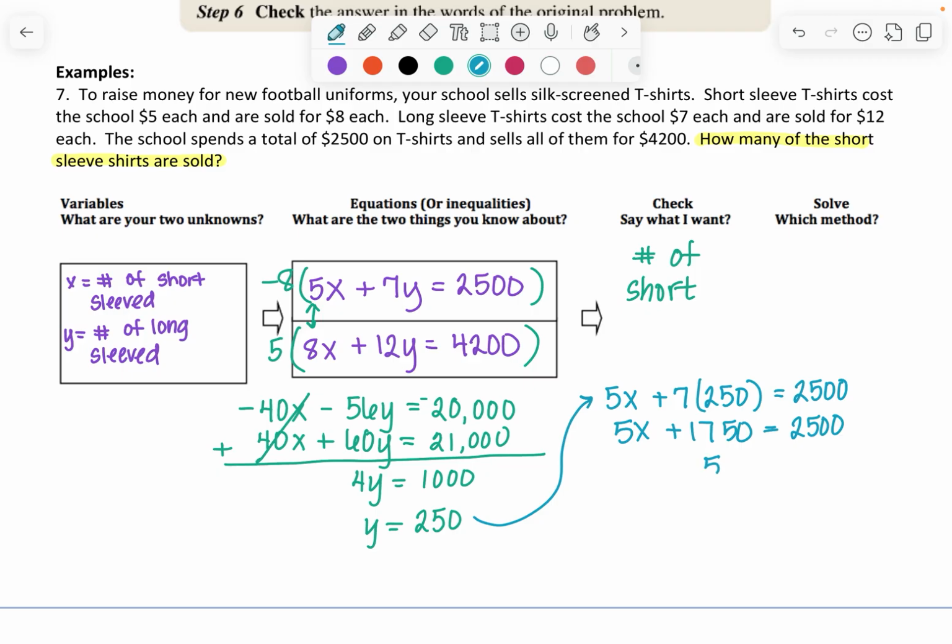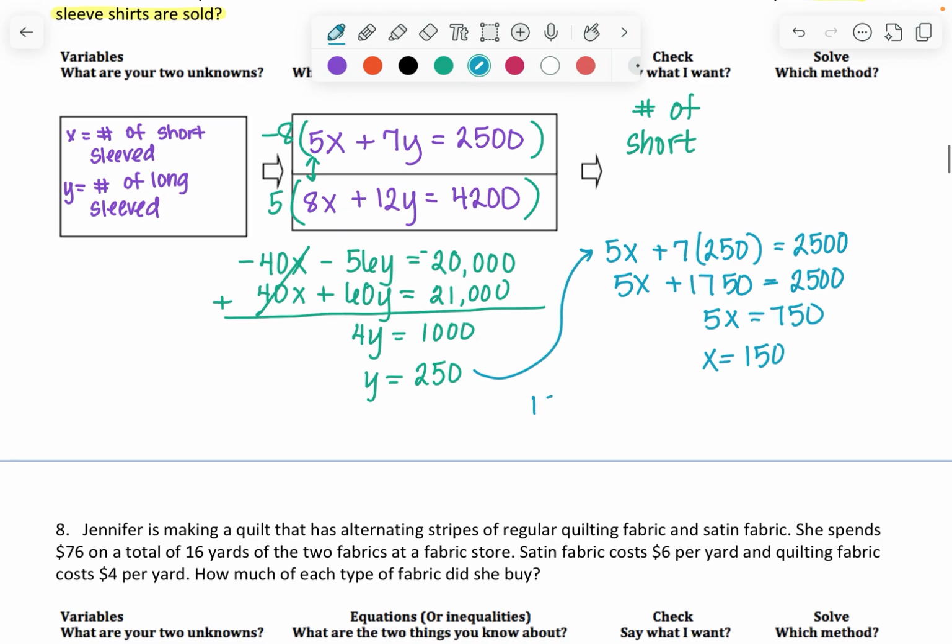So we subtract from both sides and we get 5x equals 750. And when we do 750 divided by 5, we get 150 for x. Now the question was not solve an equation for x and y. The question was how many short sleeve shirts. So we need to make sure we answer the question. 150 short sleeved. And that is our solution.